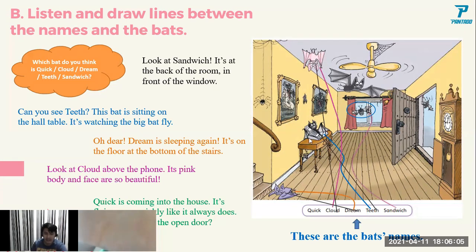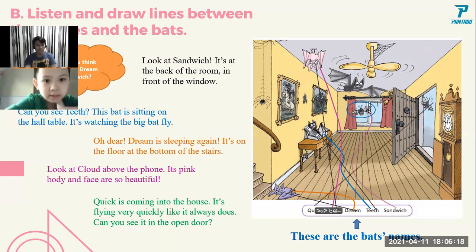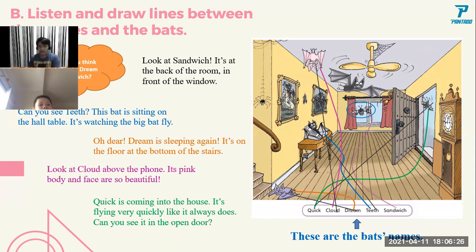Quick is coming into the house. It's flying very quickly like it always does. Can you see it in the open door? Yeah, I see. Okay, good. So that is Quick. All right. Dwee, can you read the sentences one by one? Start with Sandwich.